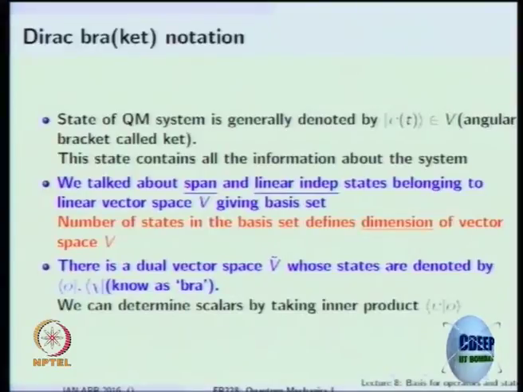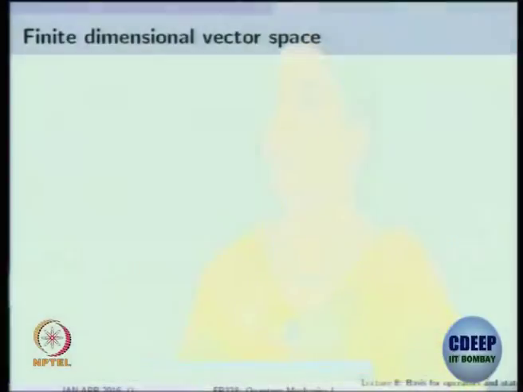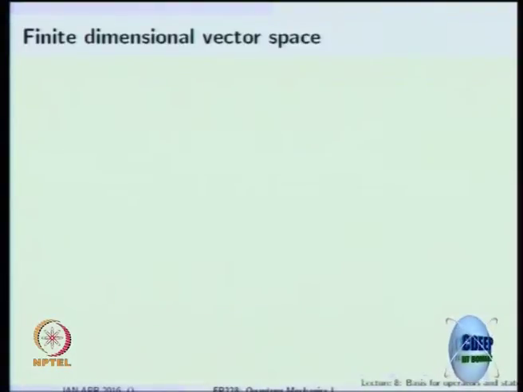And why do you need these dual vectors? If you have these dual vectors, you can determine scalars by taking, in the conventional 3-dimensional space you would have said dot product, here we will say inner product. So we confine ourselves today to finite dimensional vector space; we could go to infinite dimensional, and so on. Let us confine ourselves to finite dimensional vector space.